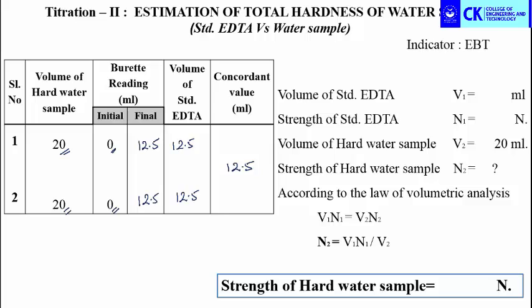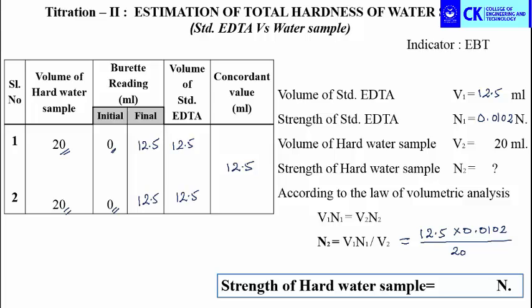So we have to move to the calculation part. The volume of standard EDTA we get from the endpoint is 12.5 ml, and the strength of EDTA we calculated from titration 1 is 0.0102 normality solution. The volume of hard water sample we took here is 20 ml. We need to calculate this based on the volumetric principle, V1 N1 divided by V2 N2: 12.5 into 0.0102 divided by 20. If we solve this, we can determine the strength of the hard water sample.